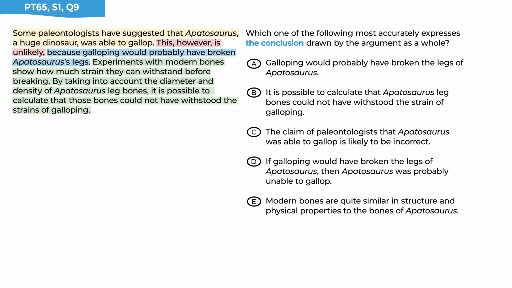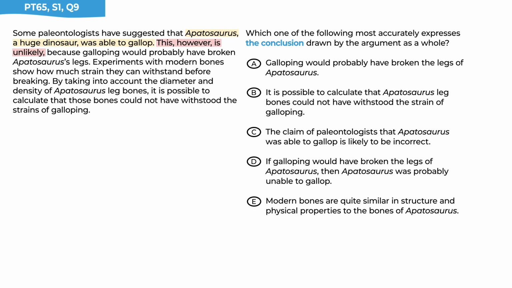And now that we understand the entire argument, we can anticipate the right answer. The right answer should say something like, "this, however, is unlikely." And if we can't remember what "this" is, it's referring back to the previous statement, the statement that Apatosaurus, a huge dinosaur, was able to gallop. The author is saying that the Apatosaurus was probably unable to gallop.